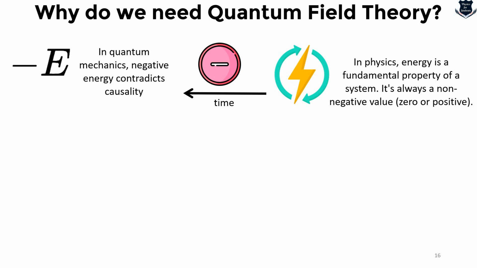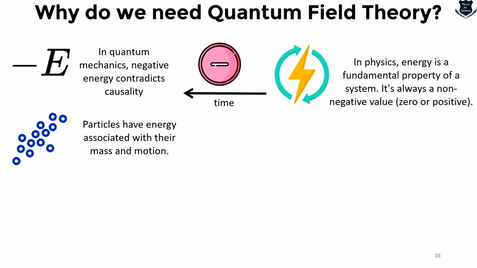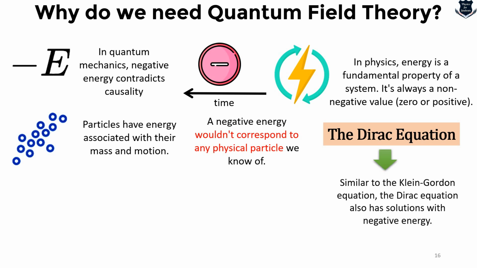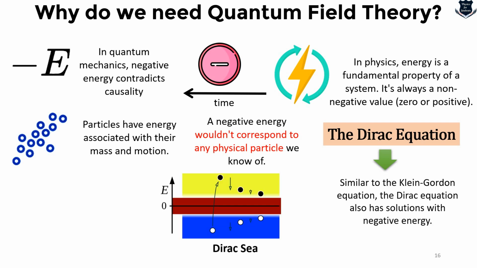As you see, in physics energy is fundamental and it should be either positive or zero. In classical mechanics, we know that particles have energy associated with their mass and motion. So a negative energy would not correspond to any particle. The Dirac equation, which was similar to the Klein Gordon equation, addressed the spin issue by describing the relativistic particle with spin. It yielded solutions which are consistent with electrons and positrons, that is anti-electrons.